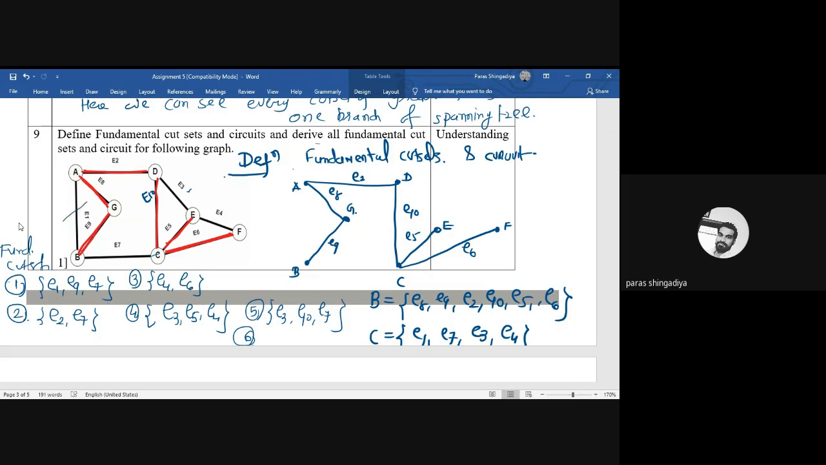Think about E1, E8, E7. Delete E1, delete E8 and delete E7. Is the graph disconnected? B and G will be disconnected. And E1, E8, E7 represent a cut set, clear? Because with E8 alone we cannot make the graph disconnected, but it is not part of our cut set. E1, E8, E7, only these three edges form a cut set, clear?